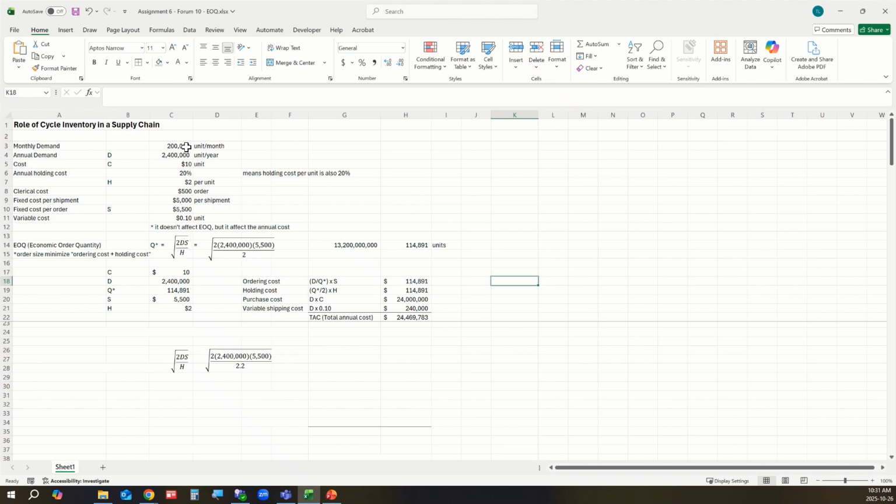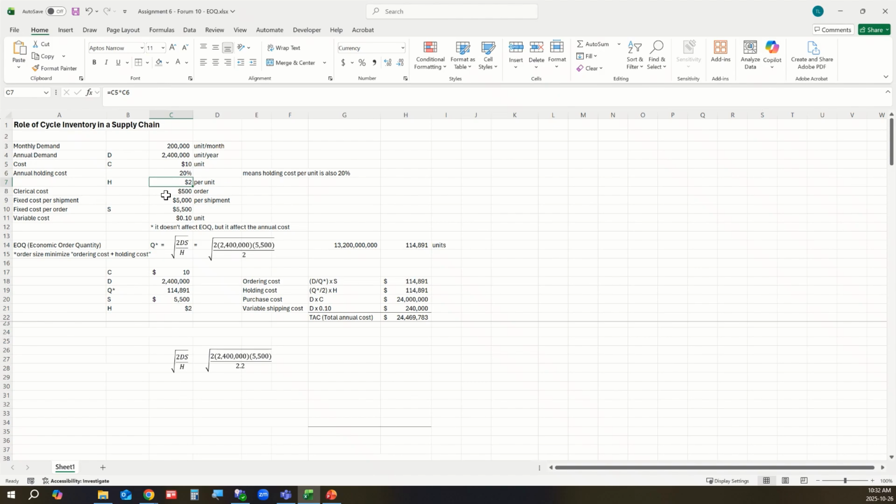100,000 units per month. So we can calculate the annual demand by multiplying the monthly demand by 12 months. We will have the annual demand of 2,400,000 units per year. The cost is $10 per unit. The annual holding cost is 20%. It means the holding cost per unit is also 20%. So now we can calculate the holding cost per unit by multiplying the annual holding cost by the cost. The holding cost per unit will be equal to $2.